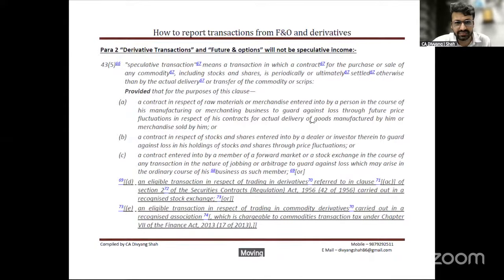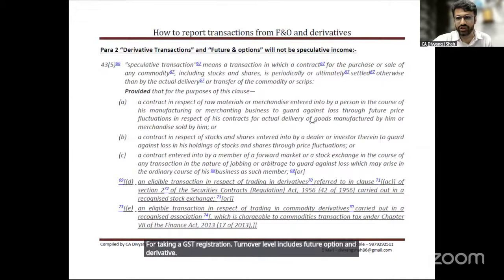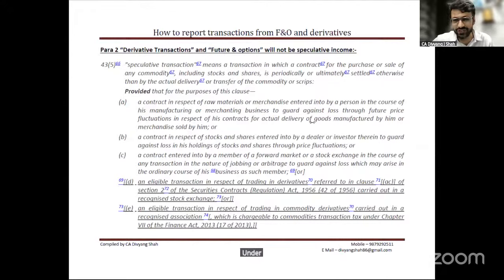Moving to next: for taking a GST registration, does the turnover limit include futures and options and derivatives? So first of all, this guidance note issued by ICAI is not applicable for GST. Under GST, we need to refer to the definition and see whether any clarity is available or not.